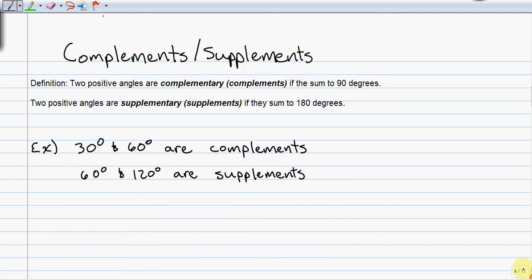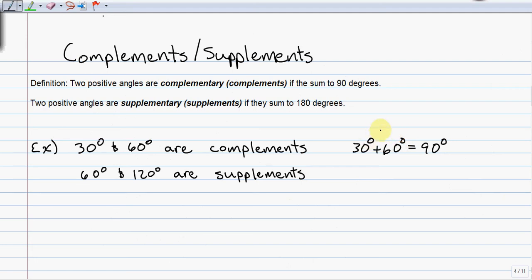All right. So the next terminology that we're going to use, and we're going to use this quite a bit throughout the rest of this class, is complements and supplements. We say that two positive angles are complementary, or complements, if they sum to 90 degrees. And two positive angles are supplementary, or supplements, if they sum to 180 degrees. So for example, 30 and 60 are complements because 30 plus 60 is equal to 90 degrees. And this little circle up here is the degree symbol.